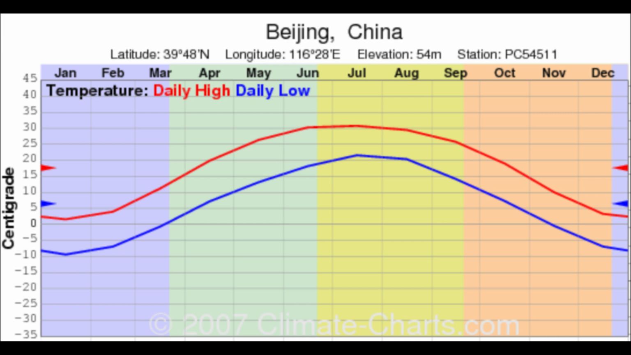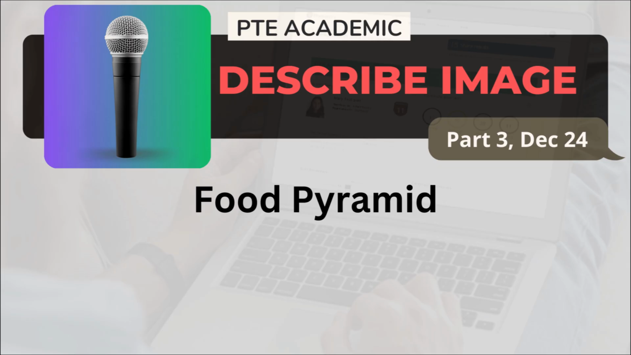You can see from this graph that, in daily low, the value of July is around 22 degrees centigrade, which is lower. You can see from this graph that, in daily low, the value of December is around -10 degrees centigrade, which is the lowest. In conclusion, this graph is very informative.